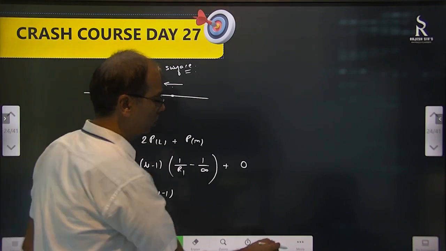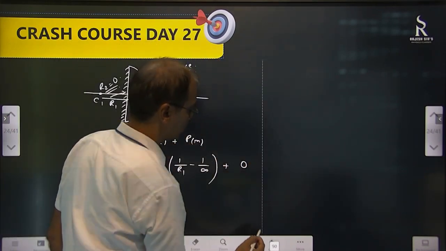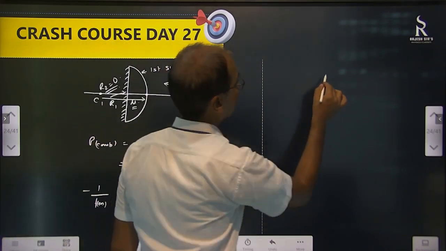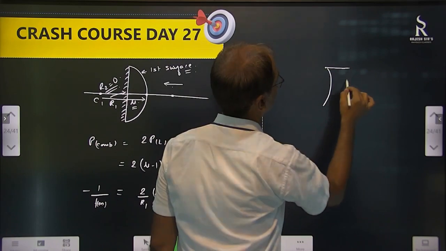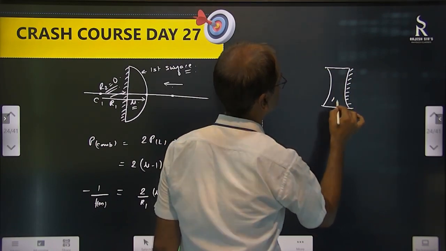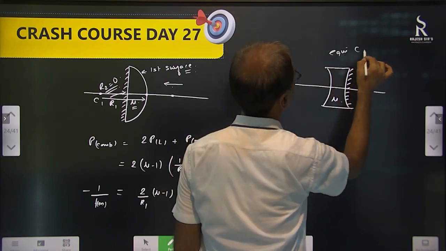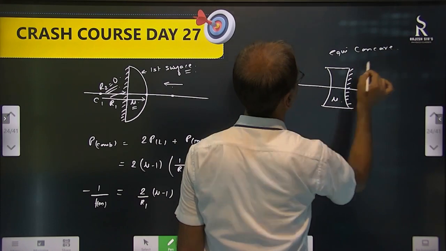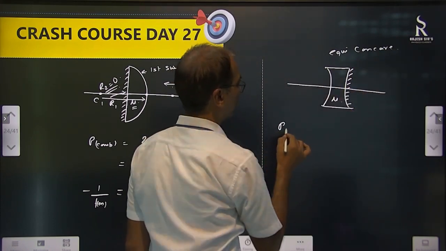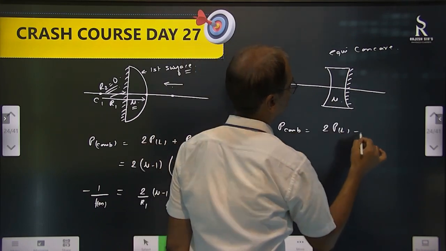One more question you can solve because this is a different kind of thing. You should not get confused. Okay, you can do it with the concave one. This is concave. Polish this one. This is mu. We will take equiconcave. Okay, this is R1, this is R2, first surface, second surface. So again, power of combination is 2 times power of lens plus power of mirror.